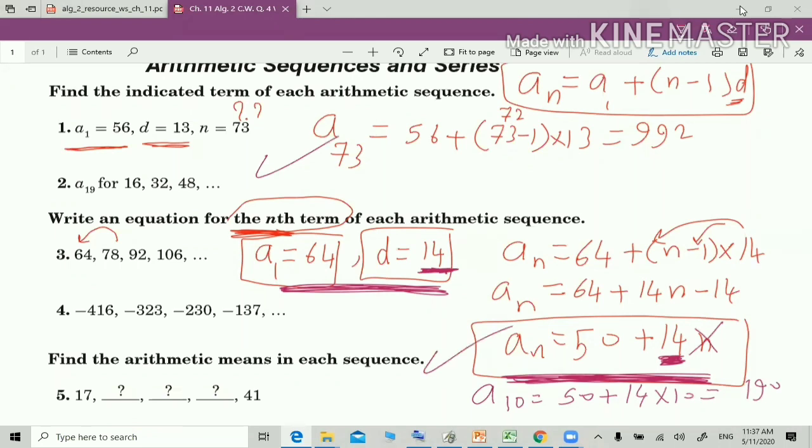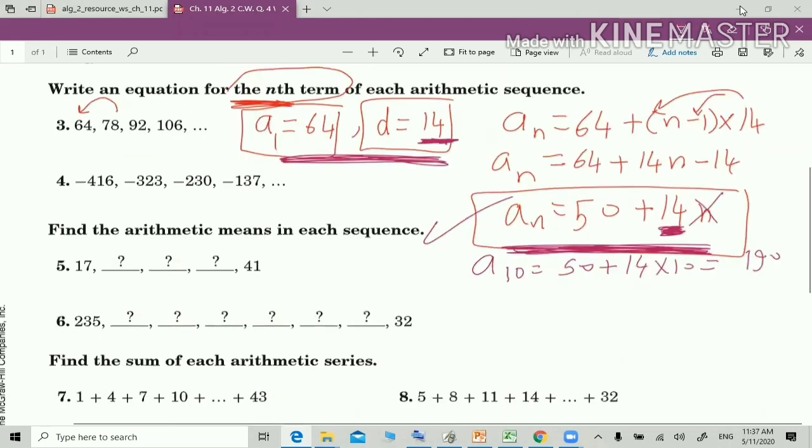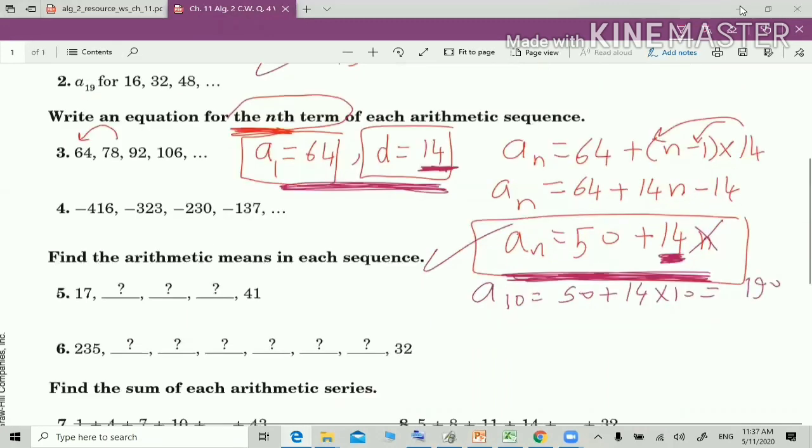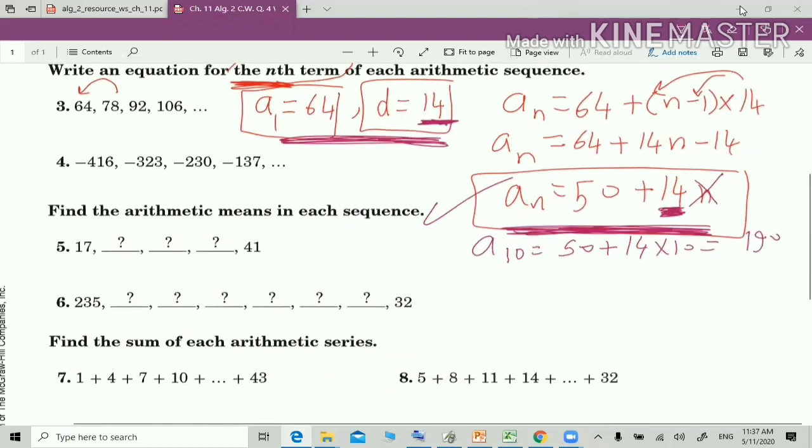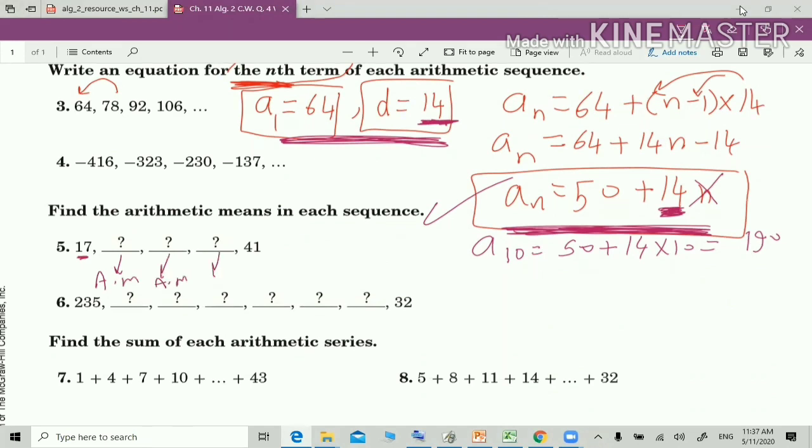By the way, we call any sequence like this an arithmetic sequence. We have here: find arithmetic means. What does arithmetic means mean? That is the first term. Any term in your arithmetic sequence between the first term and the last term, we call it an arithmetic mean. That term is called an arithmetic mean. That term also is an arithmetic mean.